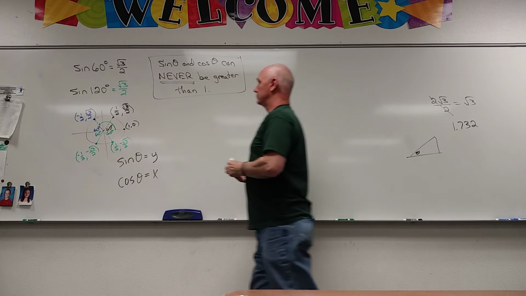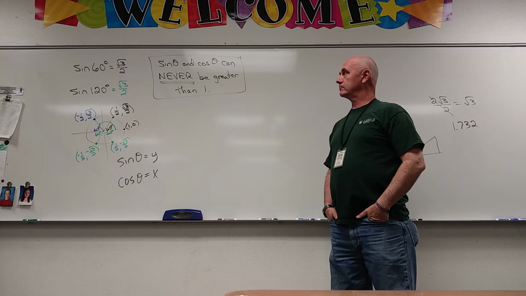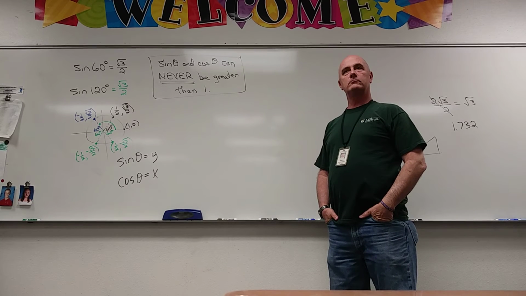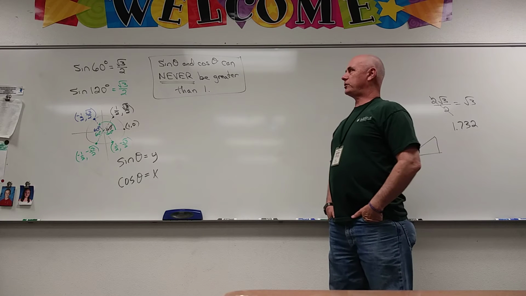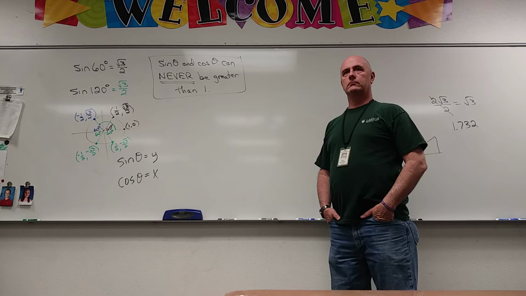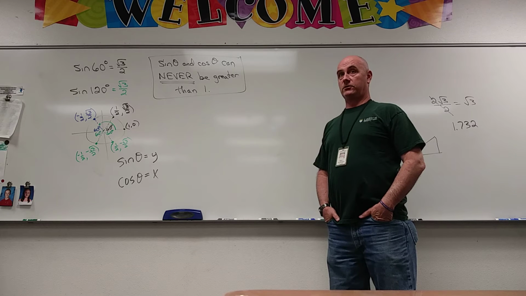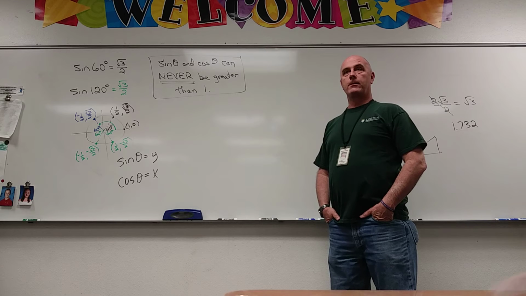So it's literally the same. It's kind of interesting. What's the cosine of 60 degrees? 1/2. Cosine of 60 degrees is 1/2. What's the cosine of 120 degrees? Negative 1/2. It's kind of interesting, isn't it?